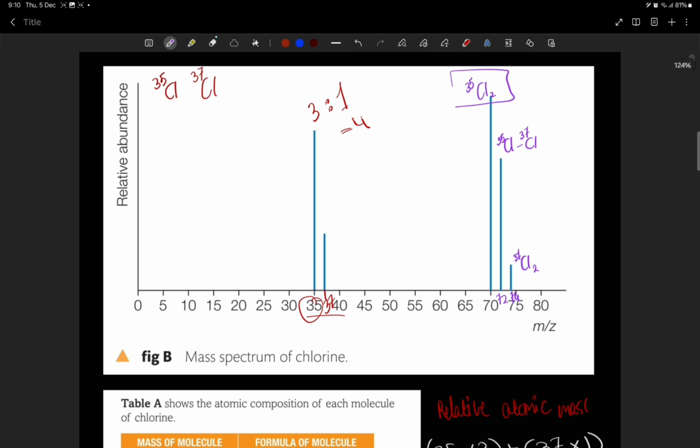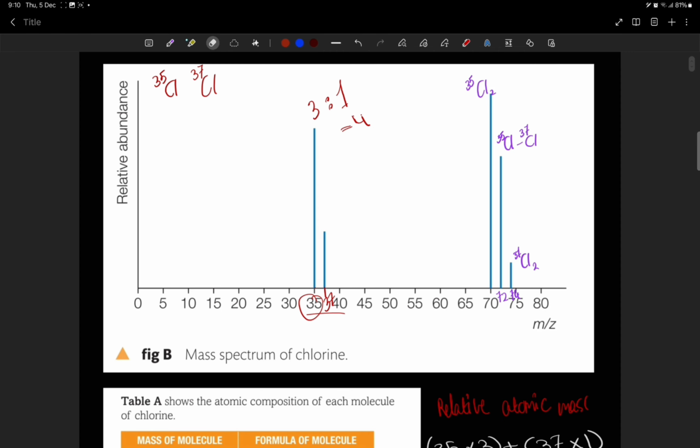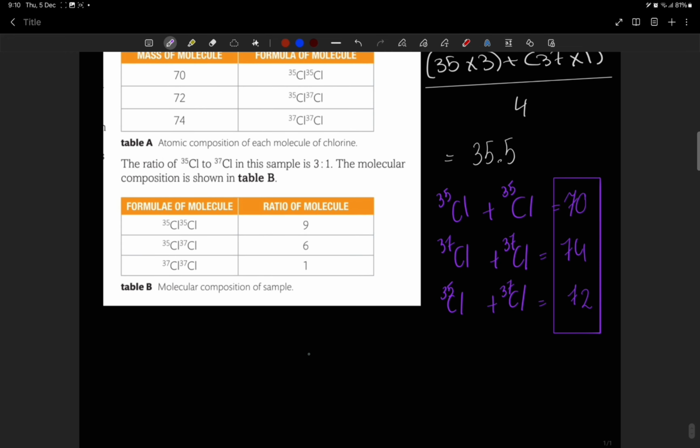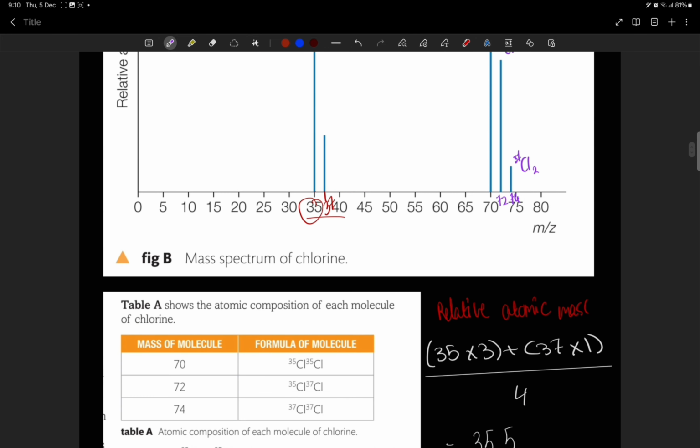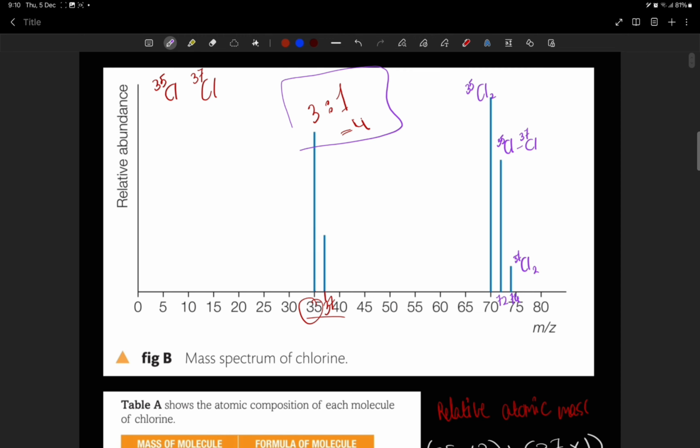If the question asks you to get the ratio of these molecules to each other, they want the ratio of Cl35 Cl35 to Cl35 Cl37 to Cl37 Cl37, the ratio of these 3 molecules to each other. This is what you do. Okay, you're gonna use the first ratio here. When you have a ratio, you say for example 3 out of 4 chlorine atoms are chlorine 35.